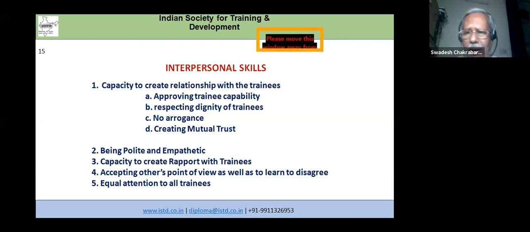And whatever is said so far will create the rapport. A trainee should be able to accept the point of view of the trainers. The trainer should be able to accept the point of view of the trainees, right? As well as to learn, as well as to disagree. So one must accept others' point of view openly. One must know how to disagree with things. One should not be offensive in disagreeing.